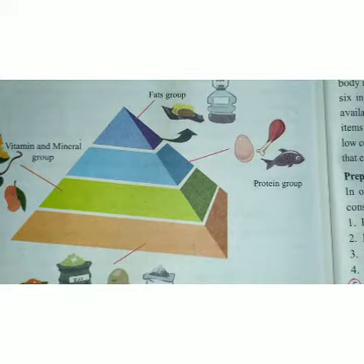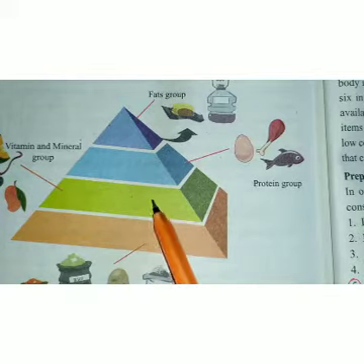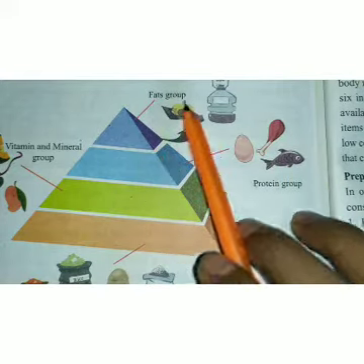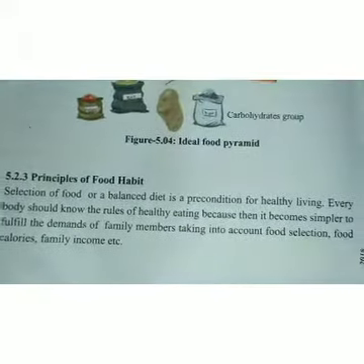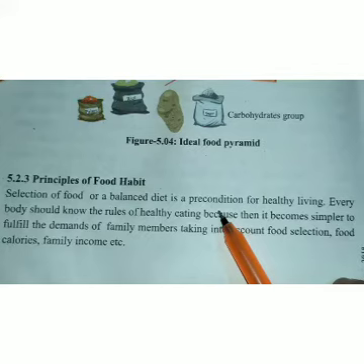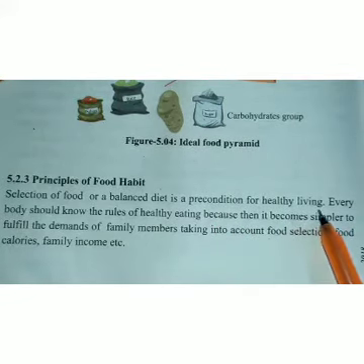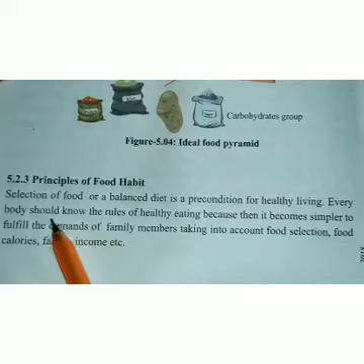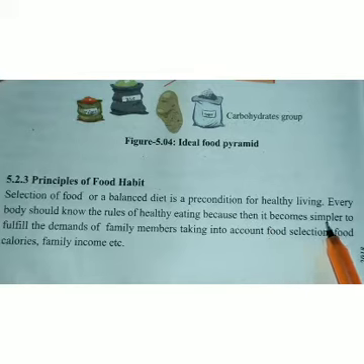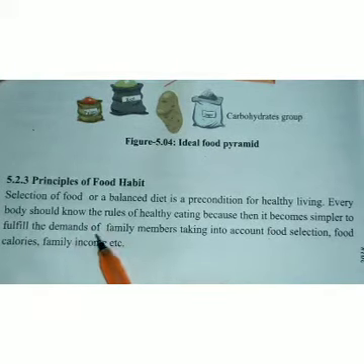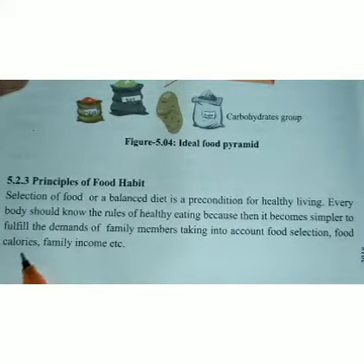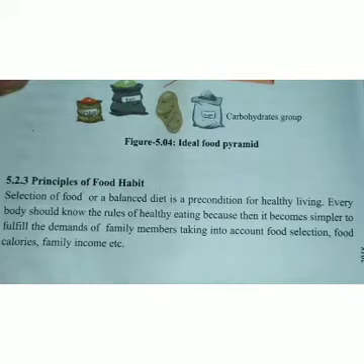At the base, pulse, rice, sugar, carbohydrate, and then vitamins and mineral groups, then protein groups, and at the top, fat groups. Then, principles of food habit. Selection of food for a balanced diet is a precondition for healthy living. Everybody should know the rules of healthy eating, because then it becomes simpler to fulfill the demands of family members, taking into account food selection, food calories, family income, etc.